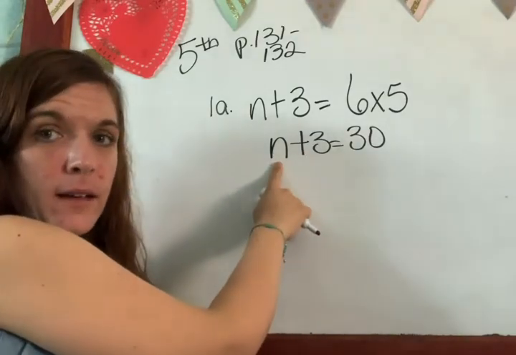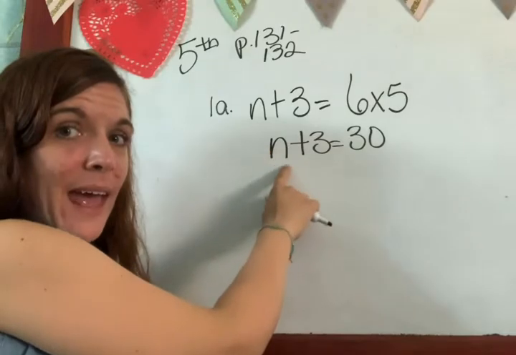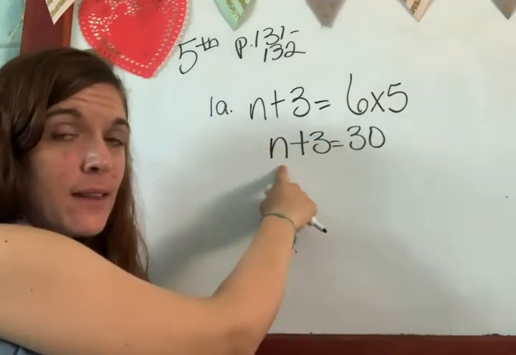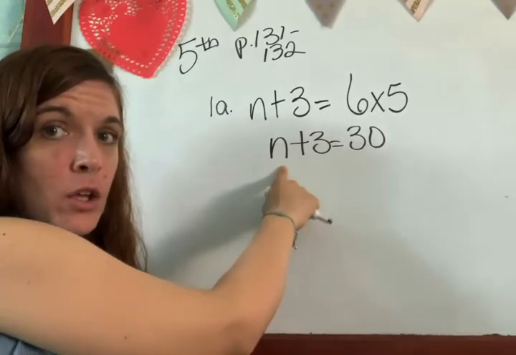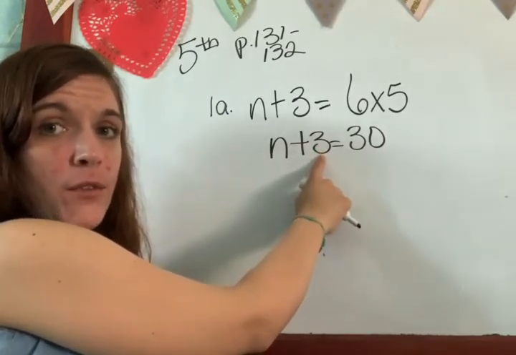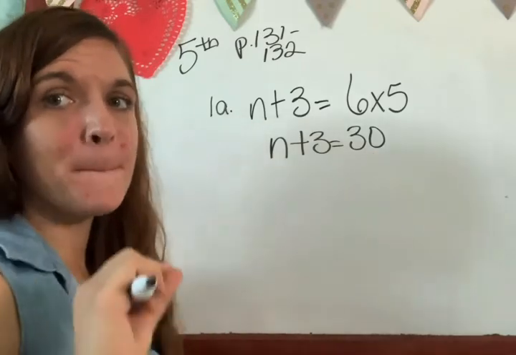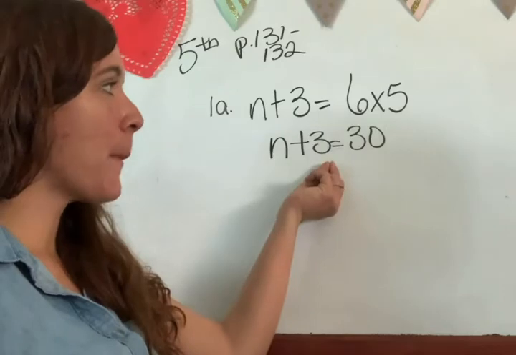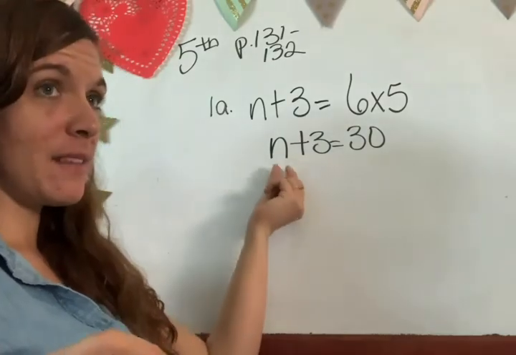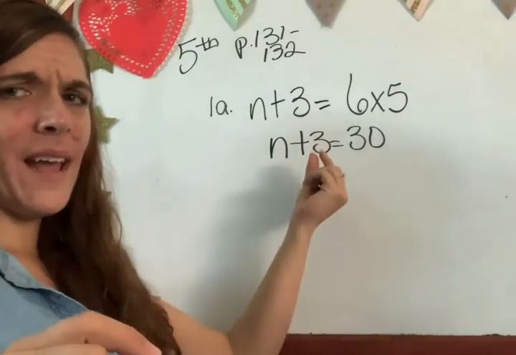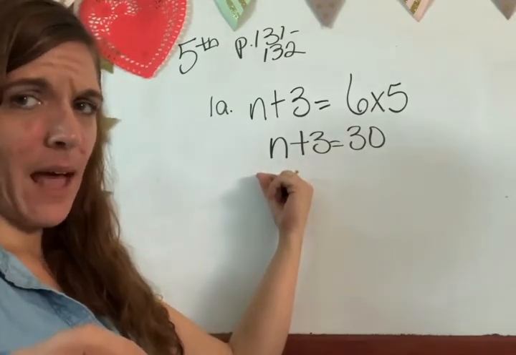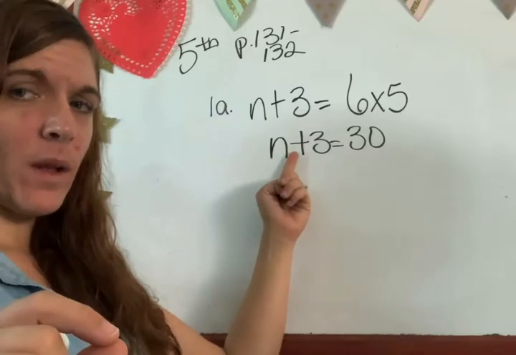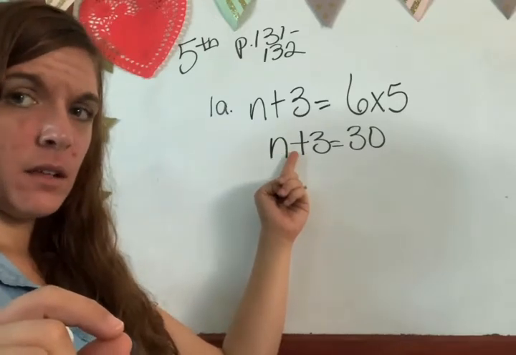Your meta, your goal is to get n solito. N needs to go by itself. N is creído and doesn't like numbers, right? So we need to get this 3 away from it and move it to the other side. But how? We need to do it by doing the opposite of what 3 is doing to the n. What is 3 doing to the n, Abiel? Is it adding, subtracting, multiplying, or dividing? It's adding. What's the opposite of adding, Ethan?